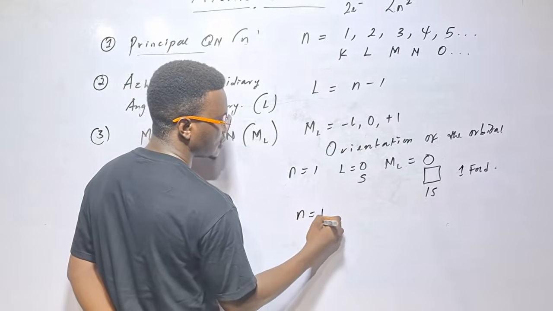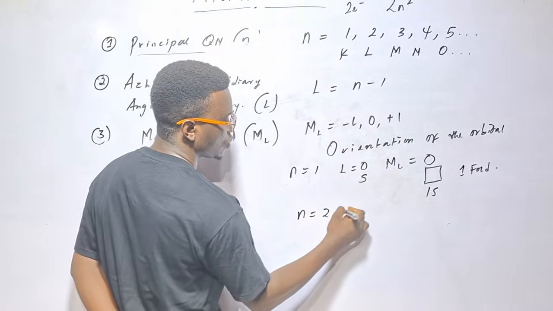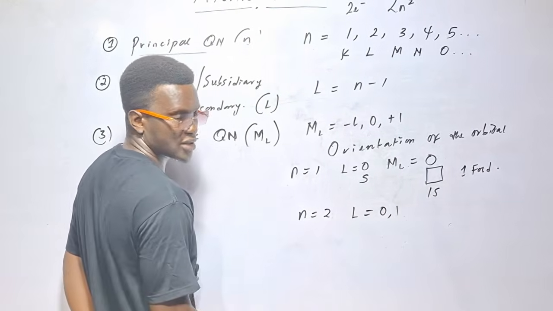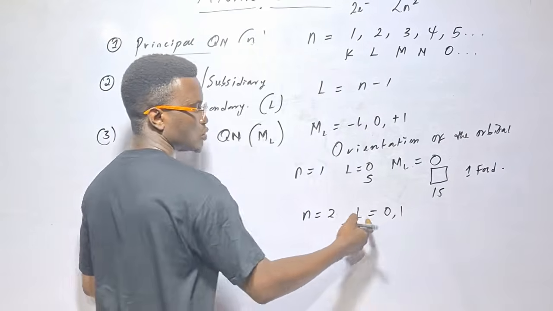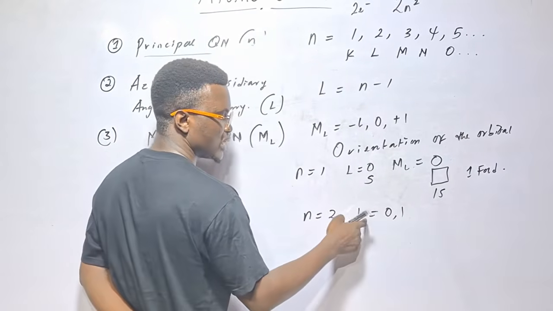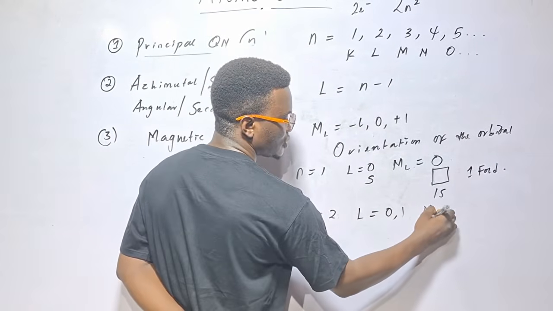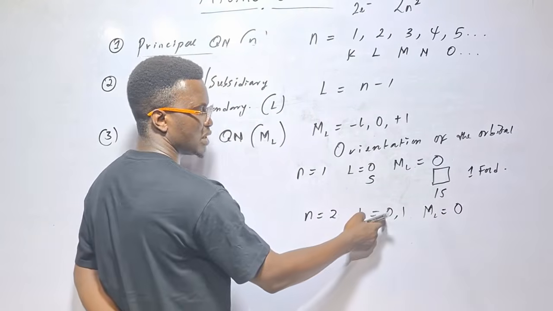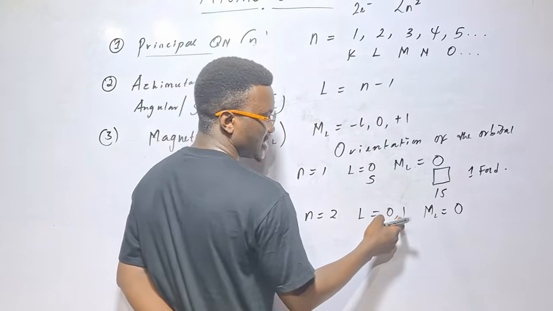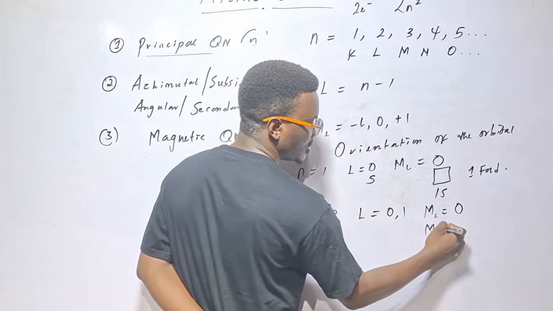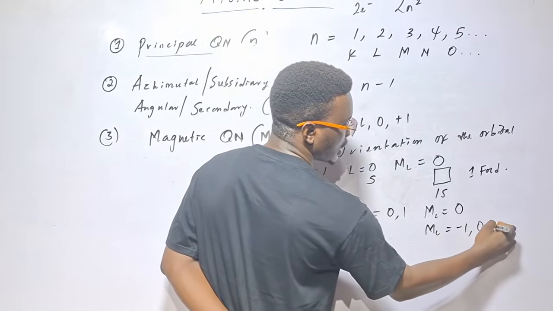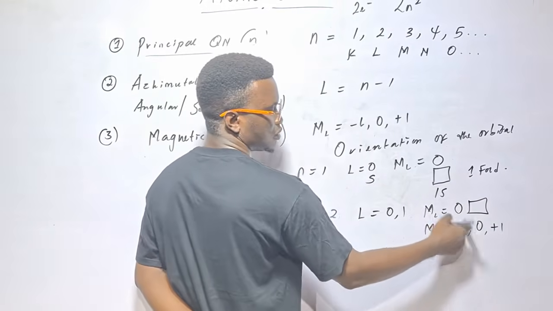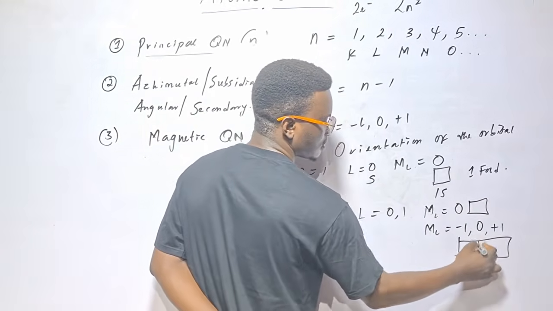When n is 2, what will L be? L will be 0 and 1. We just finished doing that, right? L will be 0 and 1. So when L is 0, ML is going to be 0, because you can't have minus 0 and plus 0. But when L is 1, ML is going to be minus 1, 0, and plus 1. What does this mean? This one will just be one space. Why will this one be 3 spaces?